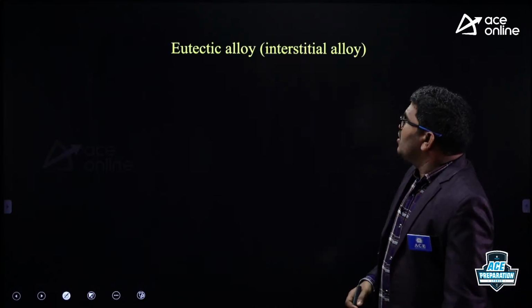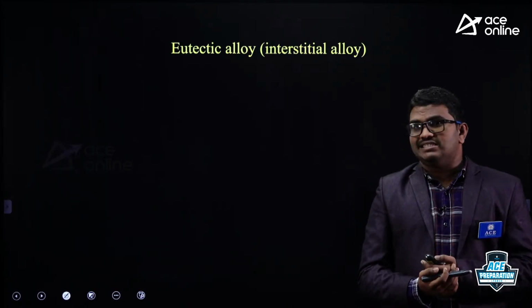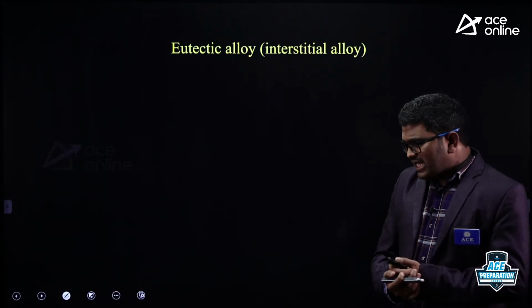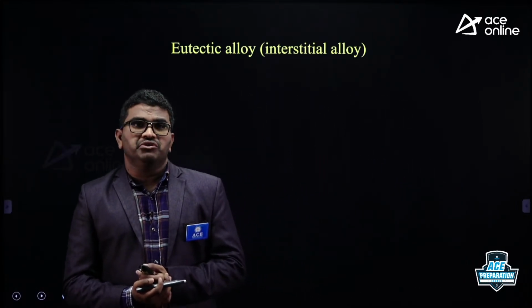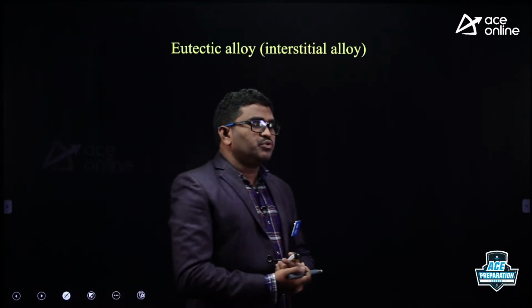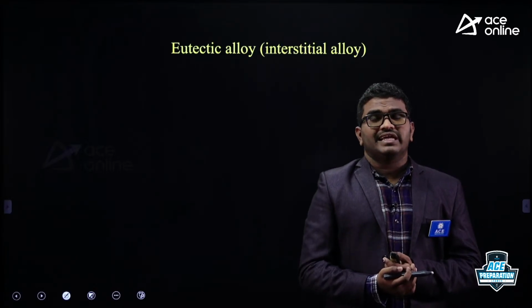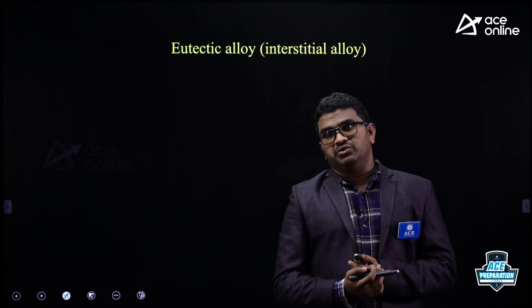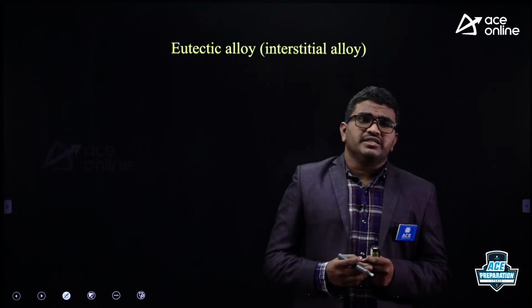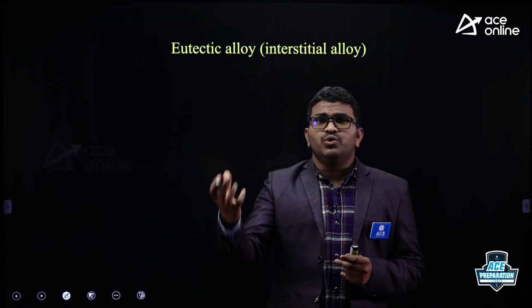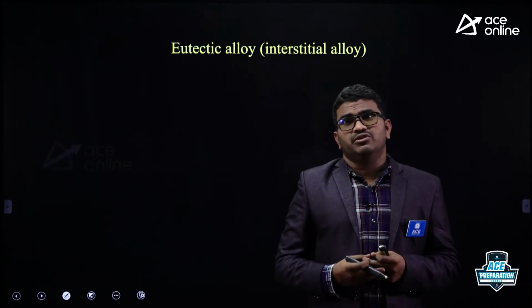Next, what type of alloy is it? Actually, there are two types of alloys or two types of solid solutions. You are familiar with these two types. One is the substitutional solid solution, the second is the interstitial solid solution. What is a substitutional solid solution? Here the solute atom occupies the place of a solvent atom, that is a substitutional solid solution.